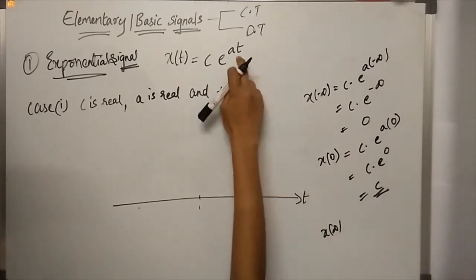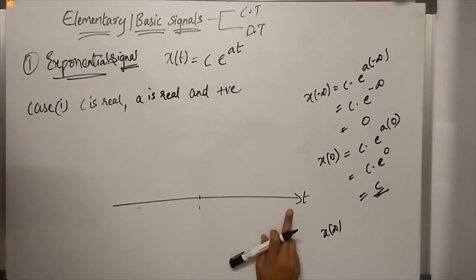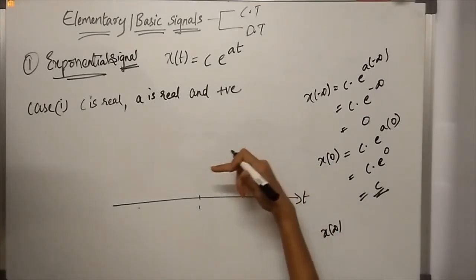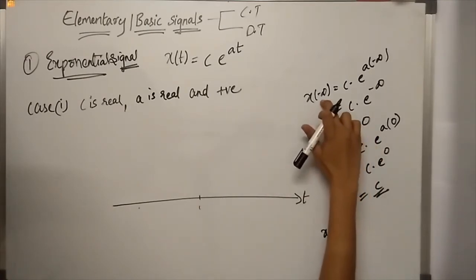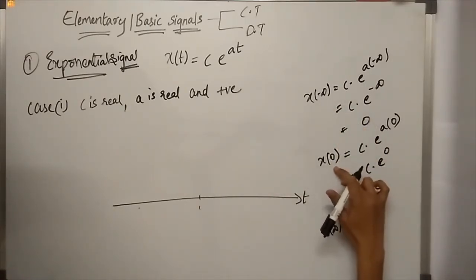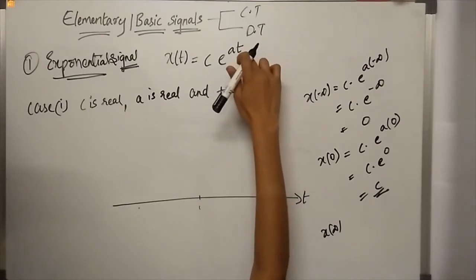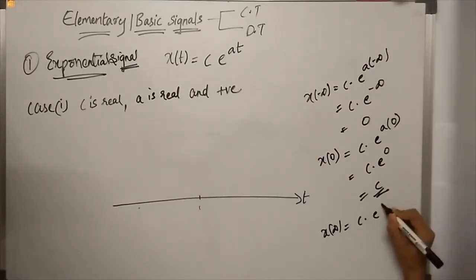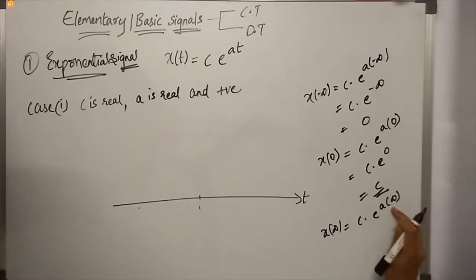T can take any value between minus infinity to plus infinity. So I am just showing you 3 values to plot the signal in an easy way: t equal to minus infinity, t equal to 0, next t equal to plus infinity. When t equal to plus infinity, this is c e power of a multiplied by infinity. E power of infinity is infinity. So x of infinity is infinity.